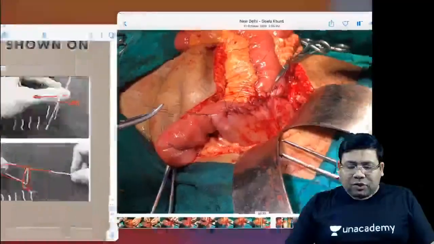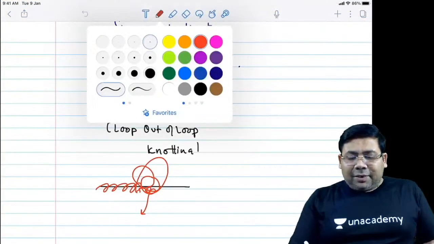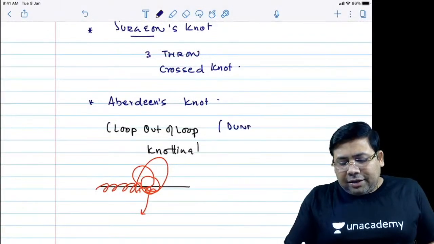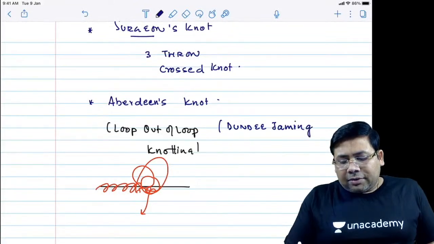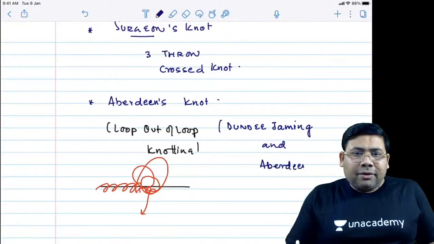Do you know what this knot technique is better known as? This knot technique is better known as Dundee jamming and Aberdeen termination. This is also known as Dundee jamming and Aberdeen termination.